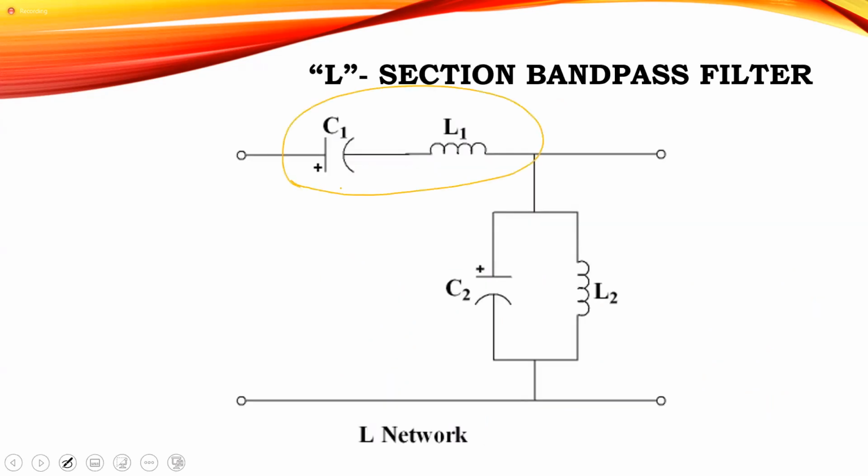So this would be my series resonant circuit, which I'm putting in series because it gives me a high impedance to the unwanted signals. And then I have the circuit which would be the parallel resonant, which will give me a lower impedance to the unwanted frequencies. So I put that in parallel.